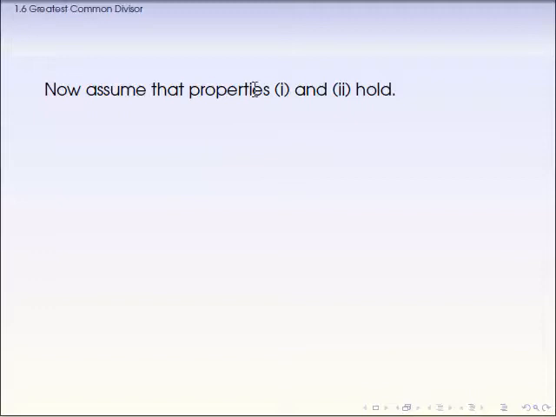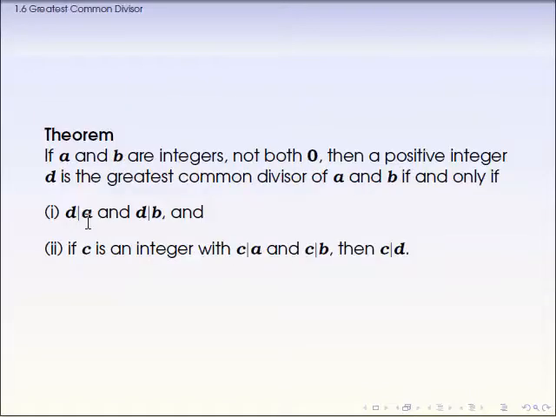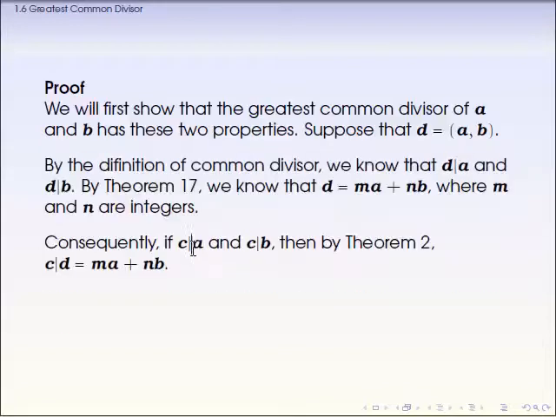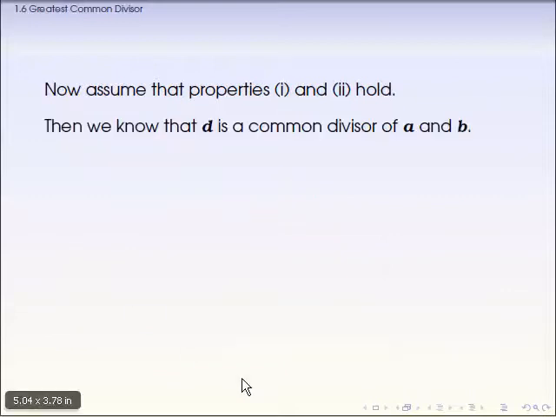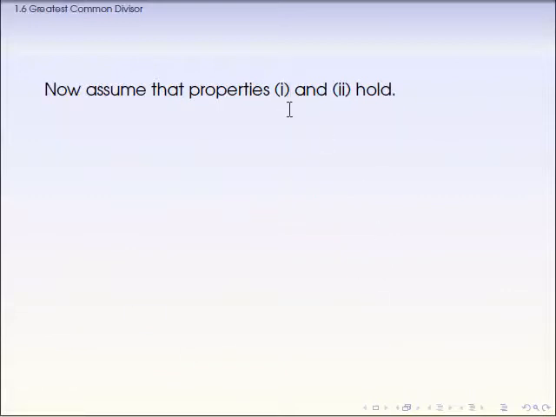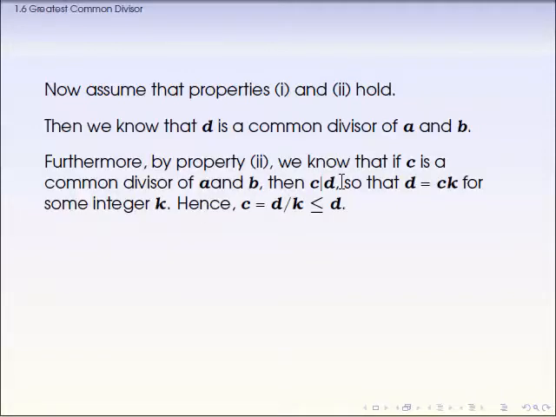Now let's assume the two conditions. So d is a common divisor of a and b, and if we find another common divisor c of a and b, then c is also a divisor of d. Then d should be the greatest common divisor of a and b. So let's assume conditions 1 and 2. From property 1, we know that d is a common divisor of a and b. That's clear. So all we need is that d is the greatest common divisor, the largest one among them.